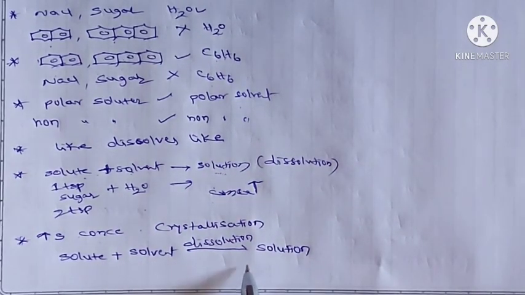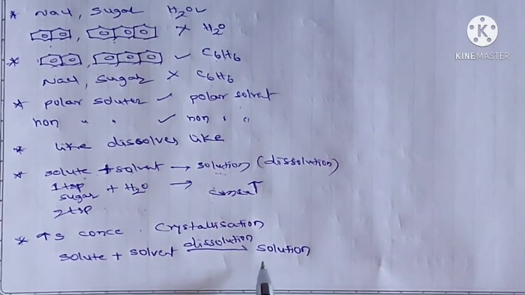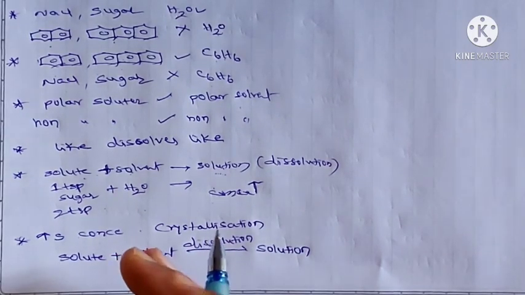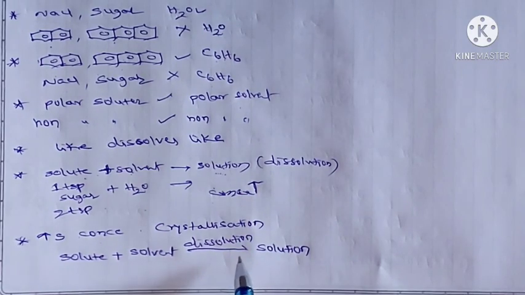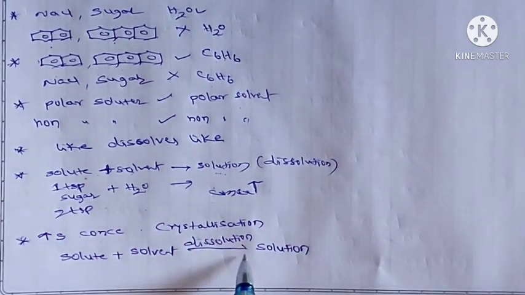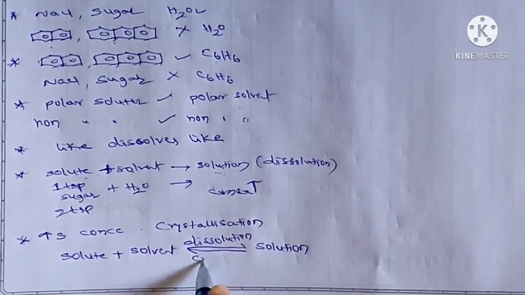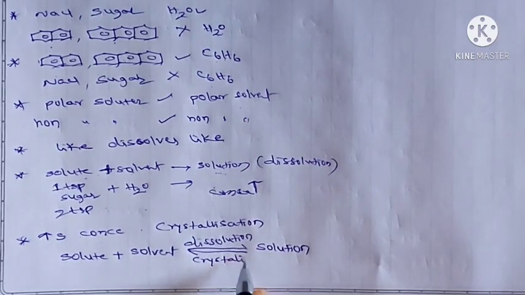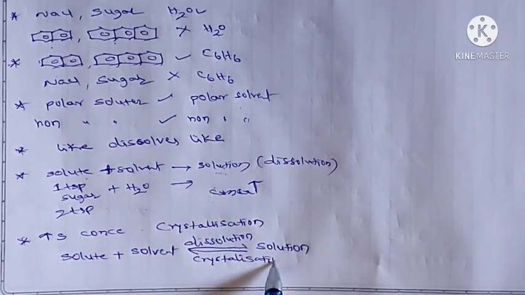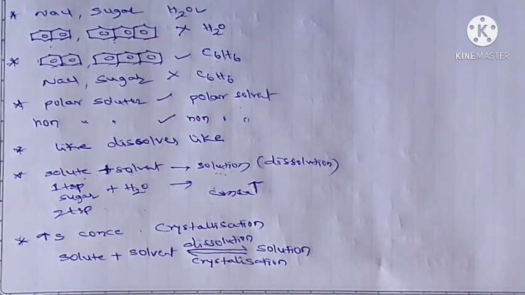With the increase in concentration, the solute particles collide with each other and get separated out of the solution. This process is known as crystallization. It is the reverse process. Crystallization means that solute particles are separated out from the solution with the increasing of concentration.